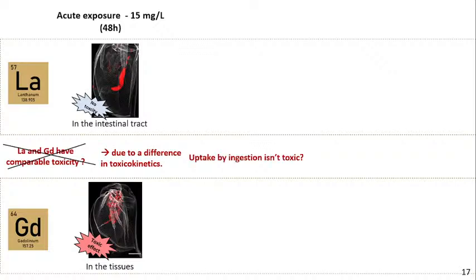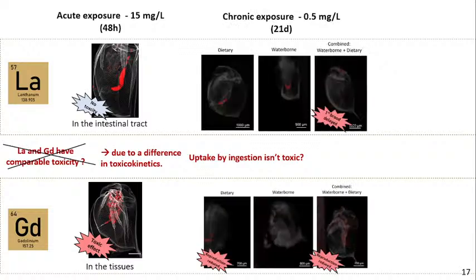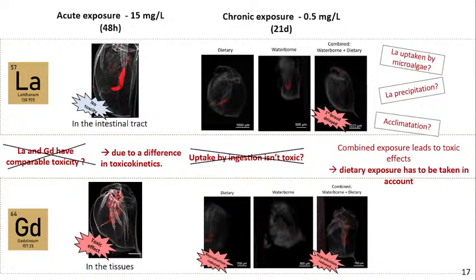And so then I got this new question that uptake by ingestion is not toxic, and so with this chronic exposure, it seemed that it's not that easy to conclude like this, because we saw that even dietary exposure is affecting the reproduction. And so there we have a lot of new questions, but at least the conclusion that I could have is that the combined exposure for lanthanum and gadolinium were affecting the reproduction, even if they are affected in a different way, meaning that dietary exposure has to be taken into account for chronic toxicity, which is different to the standardized protocol which is offered by the different associations.